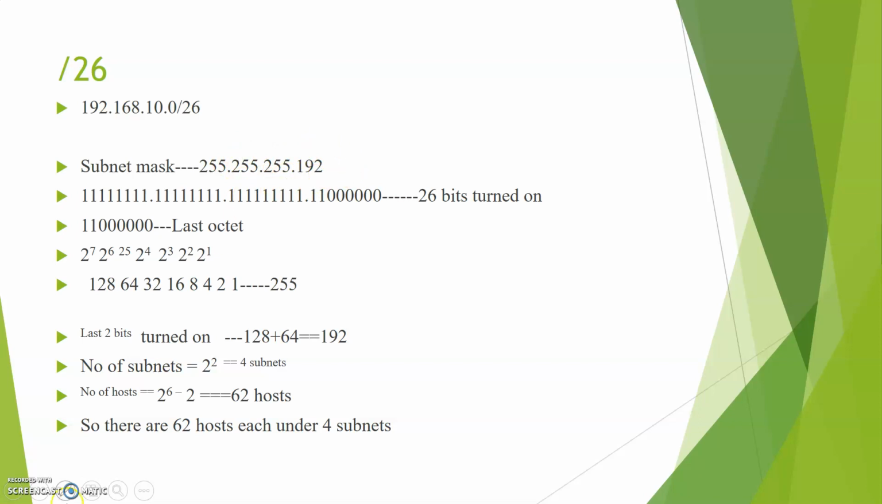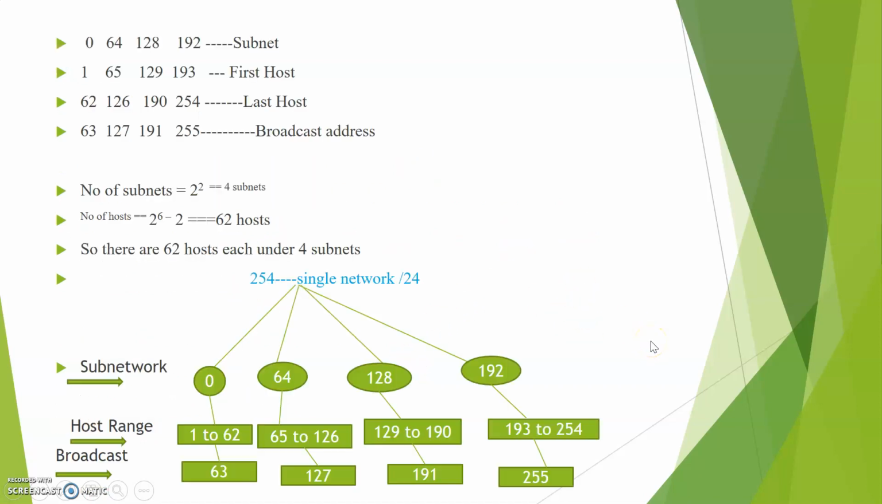And now I have to calculate the number of subnets. Take the last octet. So 2 power 2 is 4, so totally 4 subnets. And host bits are 6 bits, right? So 2 power 6 minus 2. Why minus 2? I should not assign the network or the broadcast address to a host. That's the reason I'm putting minus 2. 2 power n minus 2 gives 62 hosts. So totally there are 4 subnets, and each and every subnet has 62 hosts.